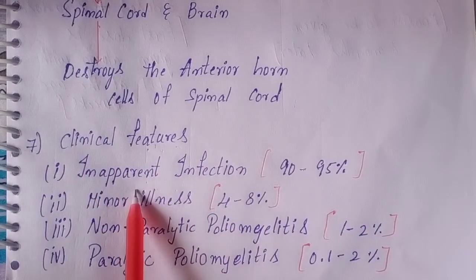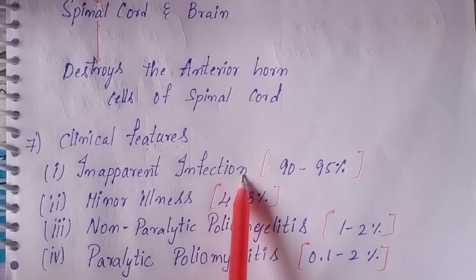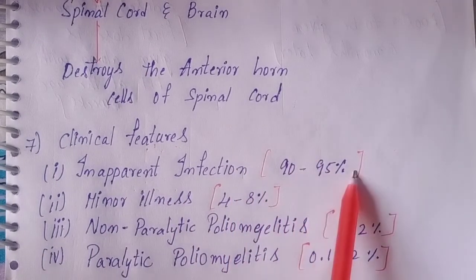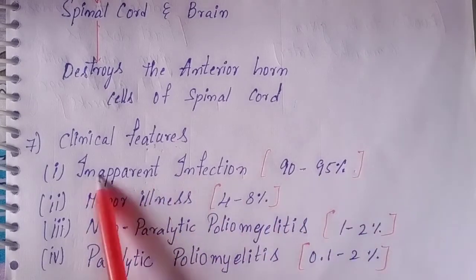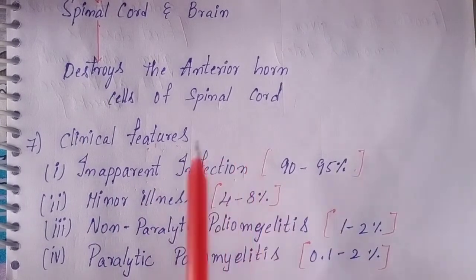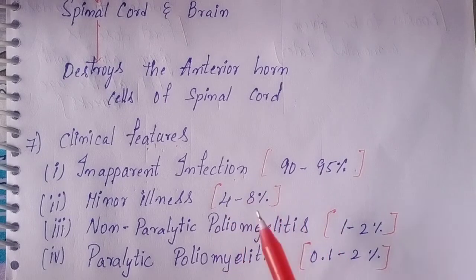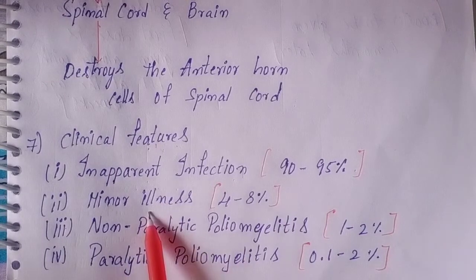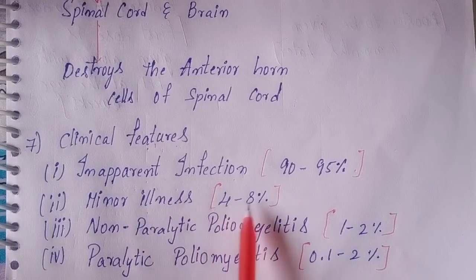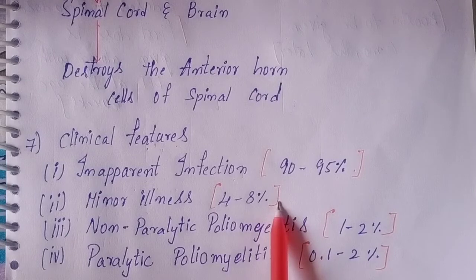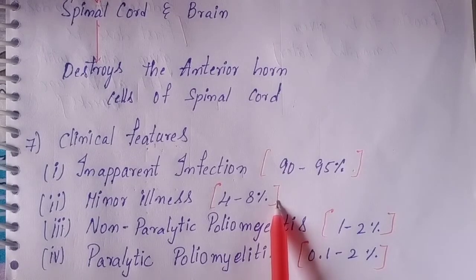First one is inapparent infection. 90 to 95% of cases are inapparent infections. These patients do not have any symptoms, but the virus may be isolated from stool or throat or both. Second one is minor illness, 4 to 8%. Patient develops mild influenza-like illness.